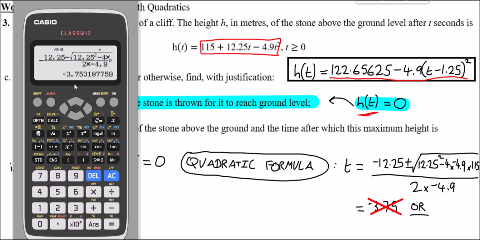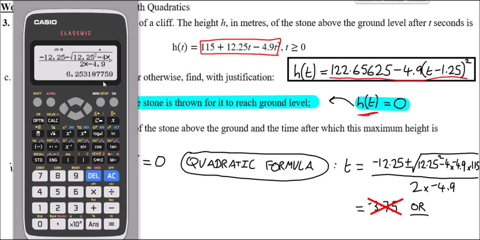Now that gives us, oh, we've got minus 3.75 already. Sorry, my mistake, I'm being a bit silly. So if I just alter this plus to a minus, that's what I meant to do.